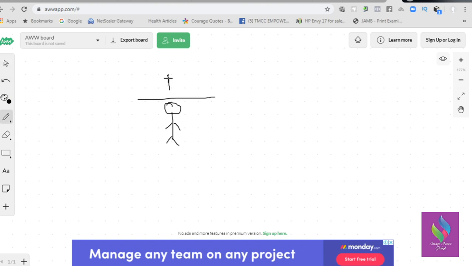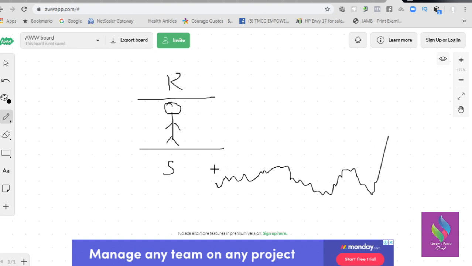Anything that is above you is what? Resistance. And anything below you is what? A support, okay? Now, if price begins to move in this direction, and begins to move right here, and price just did this, will you say we have a broken resistance?